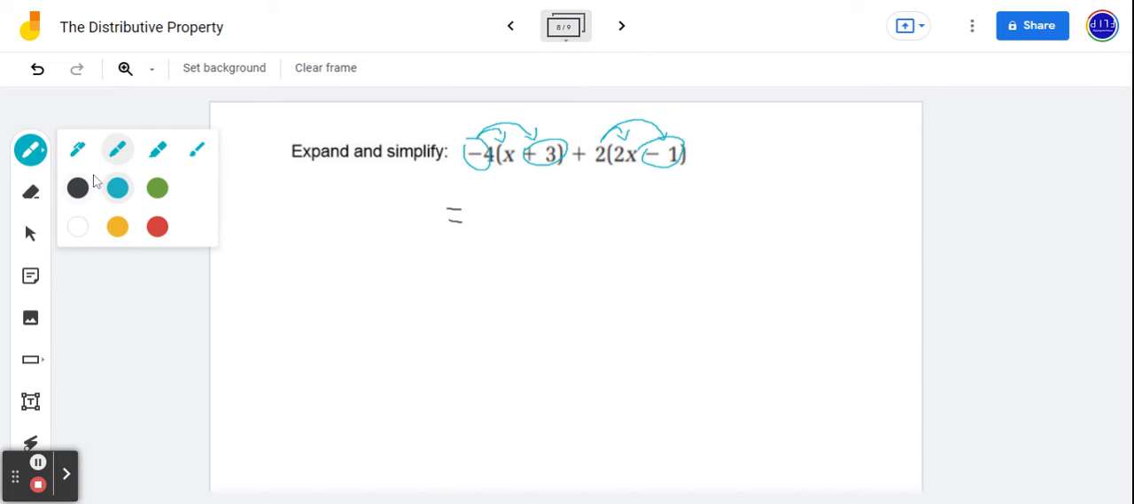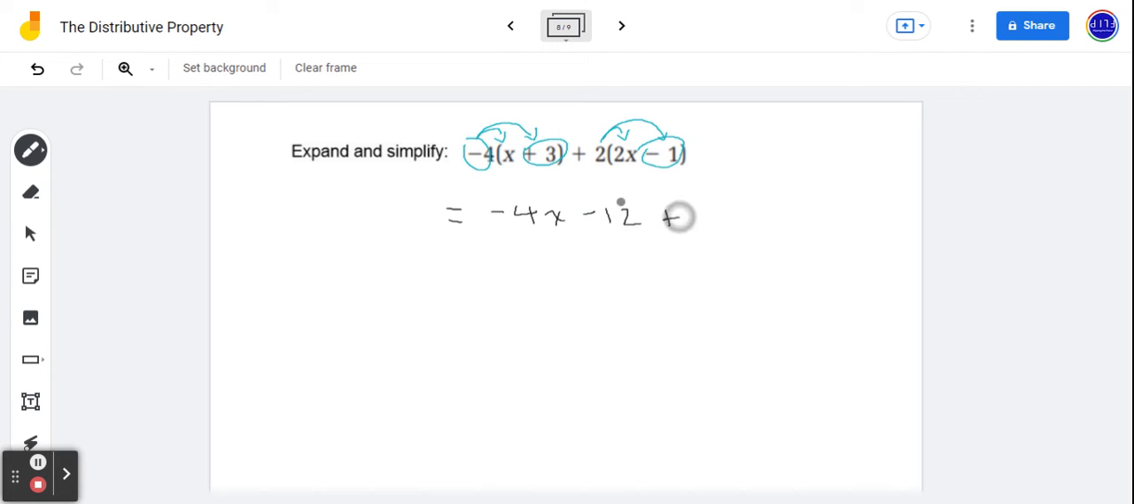So let's calculate those partial products. So negative 4x and negative 4 multiplied by 3, negative 12. We're going to add on to that. 2 multiplied by 2x is 4x. And then 2 multiplied by negative 1 is negative 2. So we're adding on negative 2.